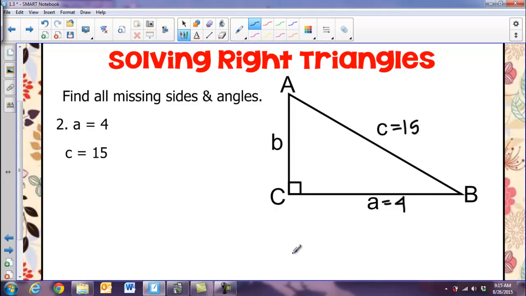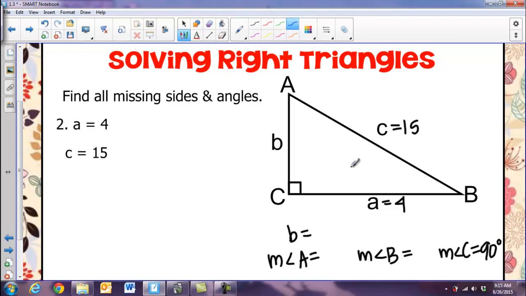So again, off to the side, I'm going to write down what I need to find. I need to find side B. I need to find the measure of angle A. I need to find the measure of angle B. And I need to find the measure of angle C, which I already know is 90. So got half of that. Got 3 things left to find.